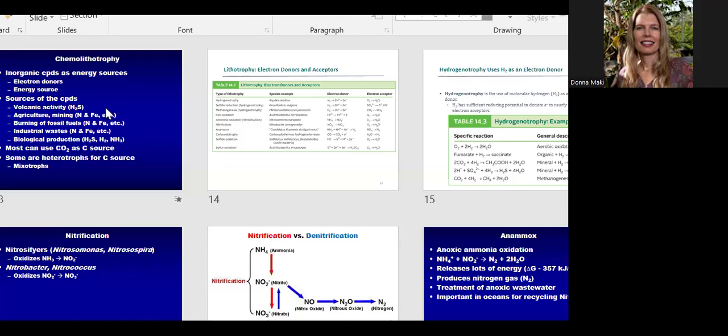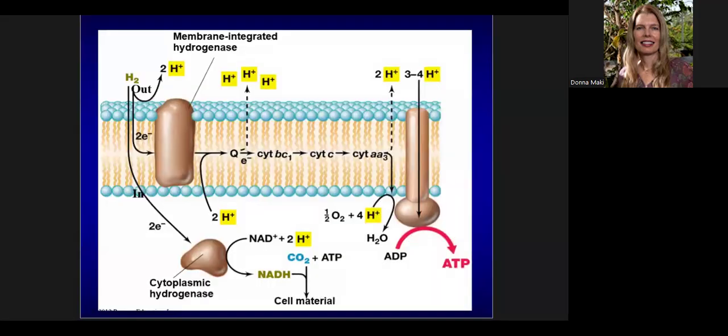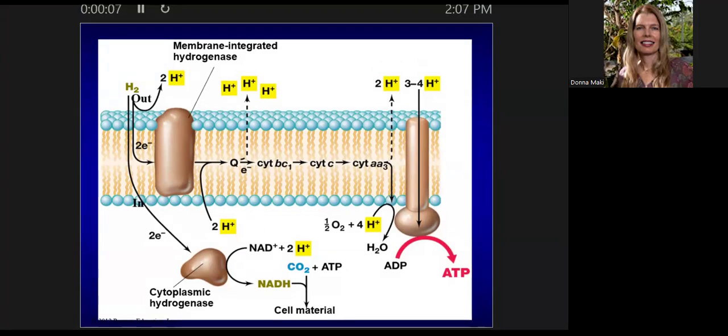We were looking at chemolithotrophy ideas. This is an example where we're looking at inorganic electron donors. Hydrogen gas is a popular one with microbes in many, many habitats because that's a popular gas that's produced as a waste product in fermentation.